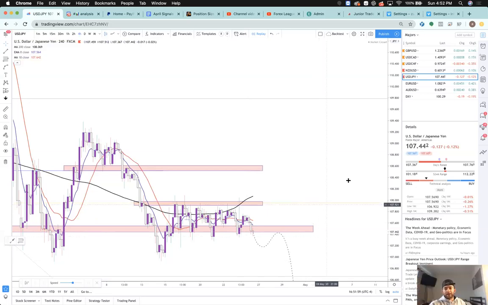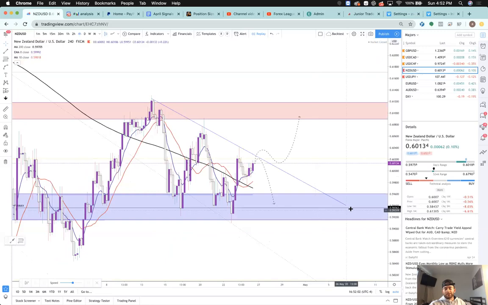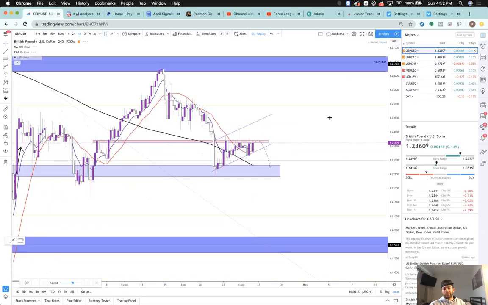Yeah, and basically every single pair that I went over sort of backs that. NZ really daily time frame bullish, looking long. UJ looking short, so obviously JPY stronger than USD. UCAD looking short. USEF looking short. GU is the only kind of outlier here.